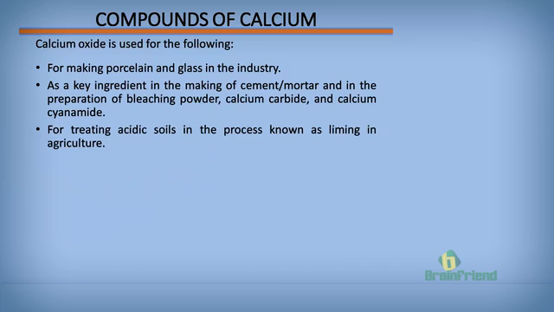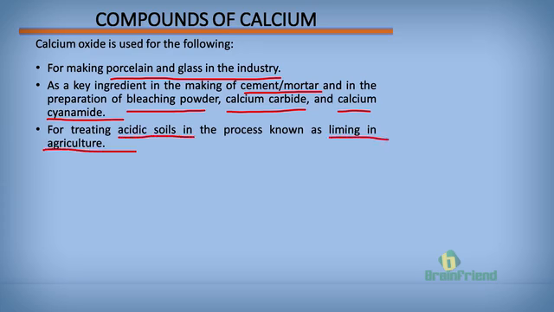Calcium oxide, what are some of its uses? Calcium oxide is used for the following. It's used for making porcelain and glass in the glass industry. It's also used as a key ingredient in the making of cement or mortar and in the preparation of bleaching powder, calcium carbide, and calcium cyanamide. Calcium oxide is also used for treating acidic soils in the process known as liming in agriculture.